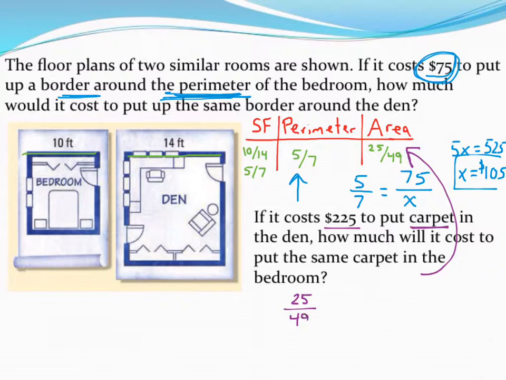This problem will not work if you use the wrong ratio, so make sure you pick the right one. 225 is the cost for the den, the larger room, so that 225 will have to be in the bottom of the fraction, and I'll put x in the numerator for the cost of carpeting in the smaller room. Doing some cross multiplying and dividing, again I didn't write my work down, so I'm just going to give you the answer. I trust that you know how to solve a proportion. Cross multiplying and dividing got me an answer of $114.80. So it's less than the cost of the den because the bedroom was a slightly smaller room.